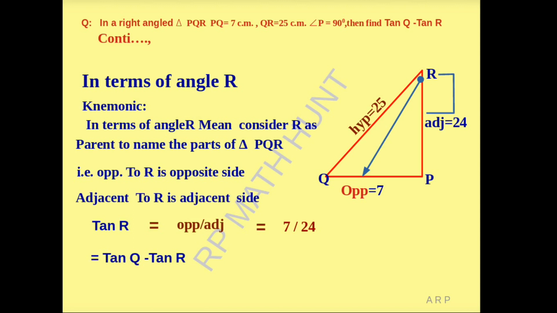What is given? Tan Q minus tan R is equal to 24 by 7 minus 7 by 24. Take LCM. 24 sevens are 168. 576 minus 49 is equal to 527 by 168.